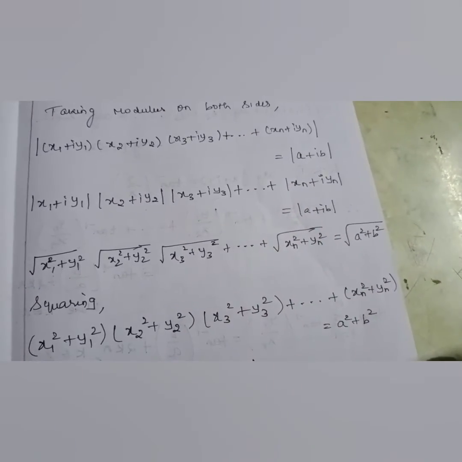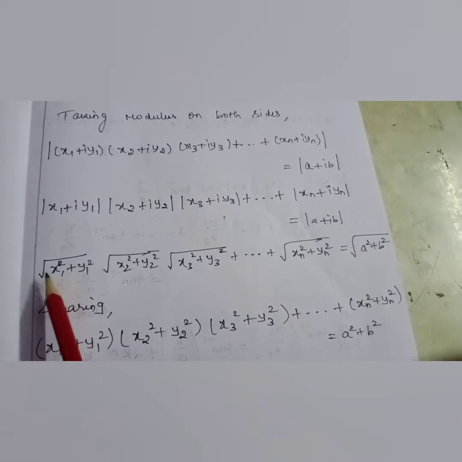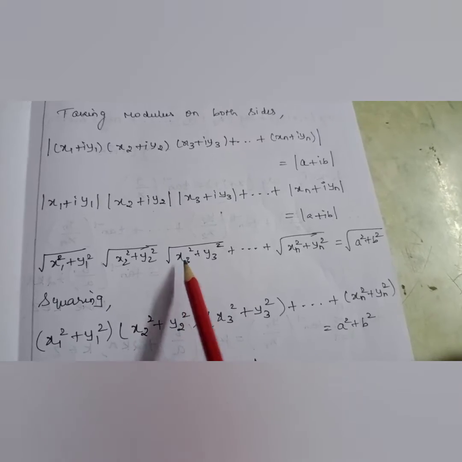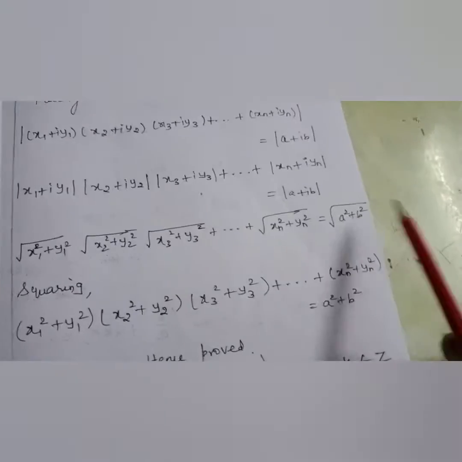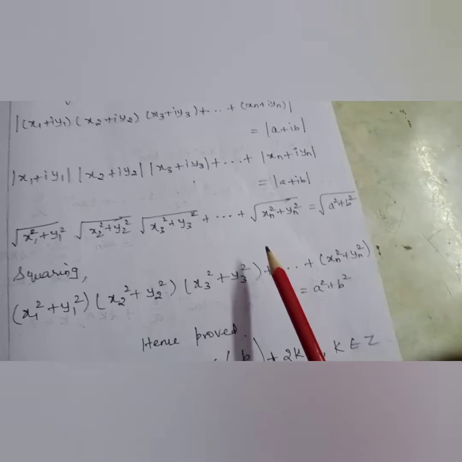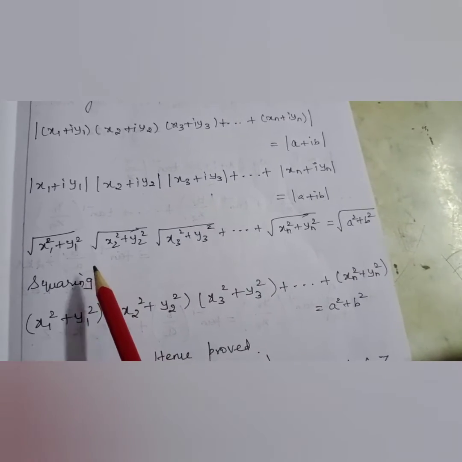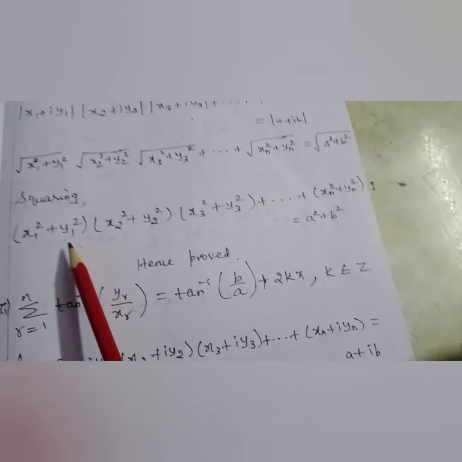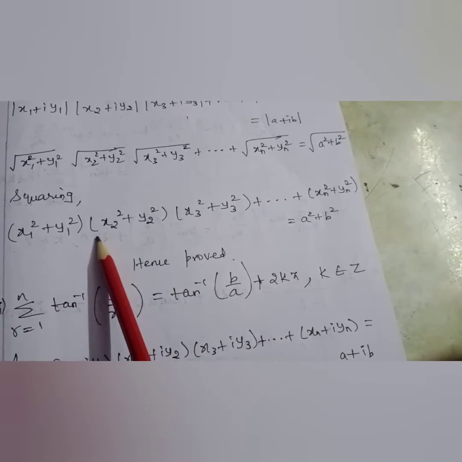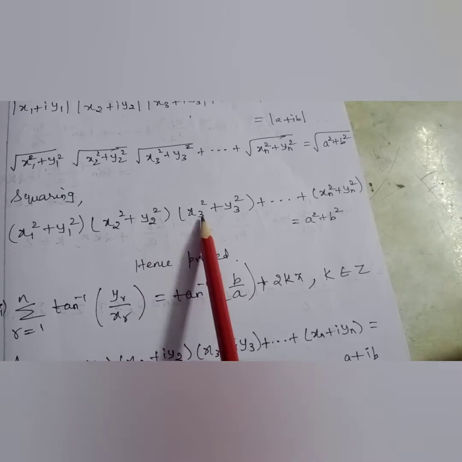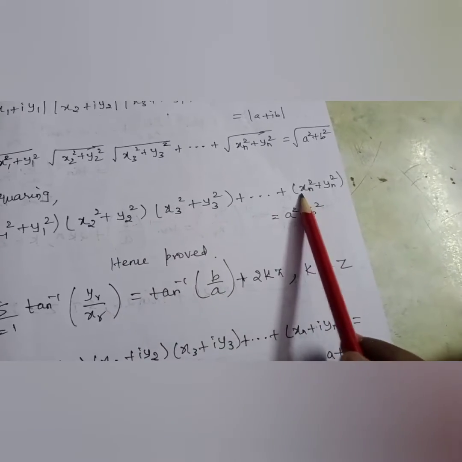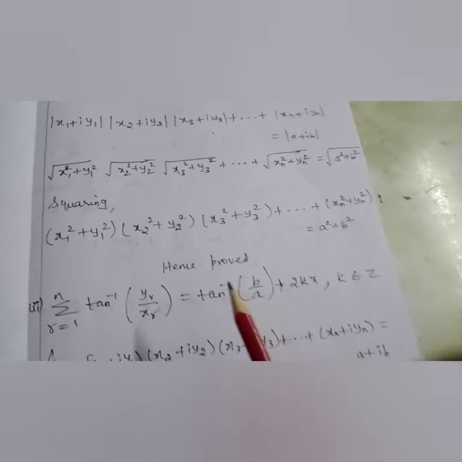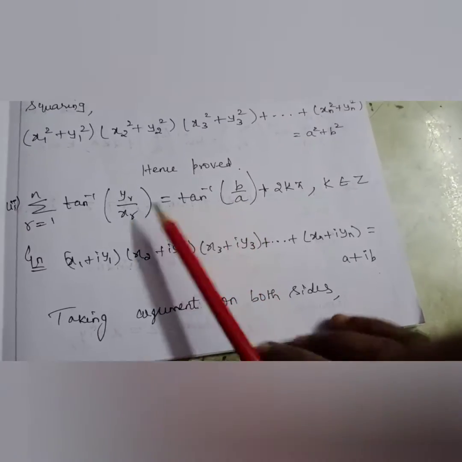Now what is the purpose of taking modulus? Taking the square root. So this will become square root of x1 square plus y1 square into square root of x2 square plus y2 square into square root of x3 square plus y3 square, etc. Now after the square root, obviously we will take squaring on both sides so that we can get rid of the square root. So squaring on both sides, we get x1 square plus y1 square, x2 square plus y2 square, x3 square plus y3 square, etc., up to xn square plus yn square is equal to a square plus b square. So we have arrived at the first result. We will move on to the second subdivision.